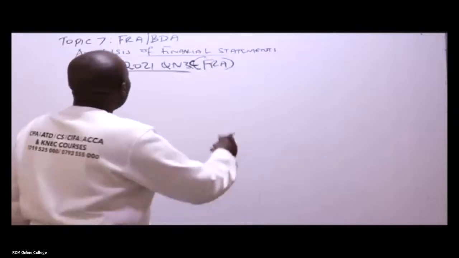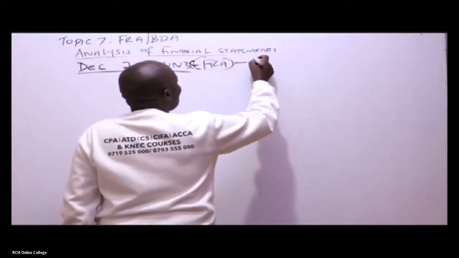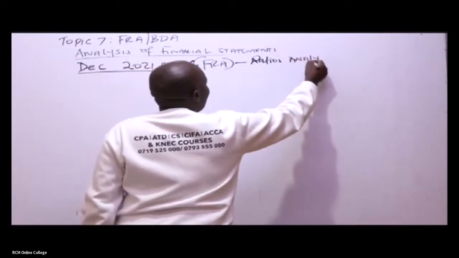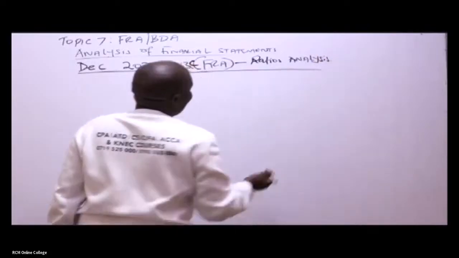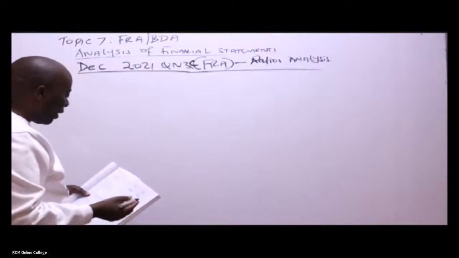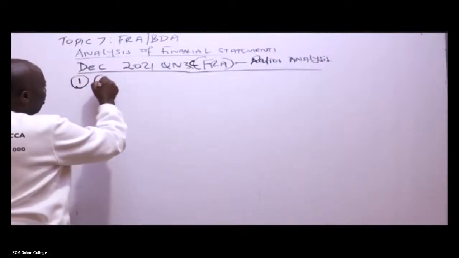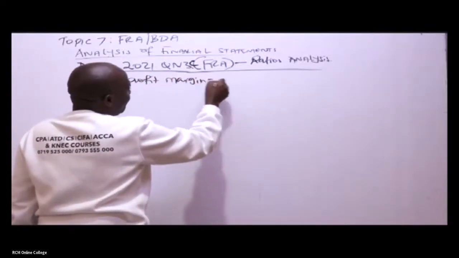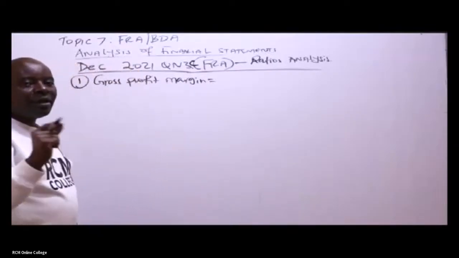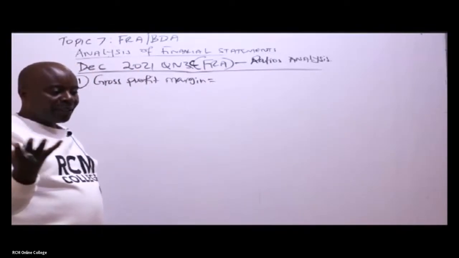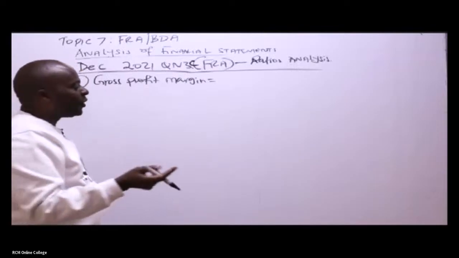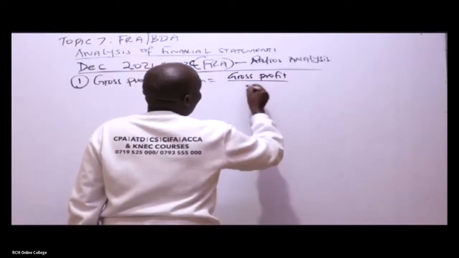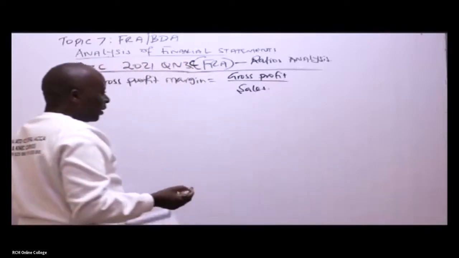Basically, we are using this question to teach you how to get ratios. So this is now ratio analysis. We start with the first one, which is the GPM, gross profit margin. How do we get gross profit margin? Anytime we see the word margin, there must be sales at the denominator. So gross profit margin will be gross profit all over sales.